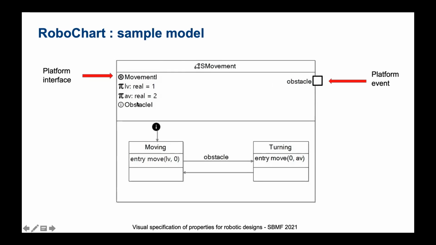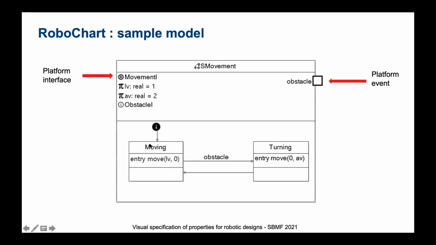And also here it says that the state machine inputs a platform event, obstacle. This event happens on the controller whenever some sensor attached to the hardware sends a signal, okay? It's a platform event from the platform. Also, we have here two constants, one constant LV, which is the linear velocity for the robot to move, and AV, another constant, the angular velocity of the robot when we call the move operation.